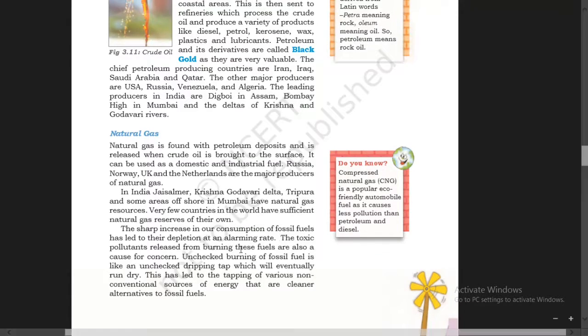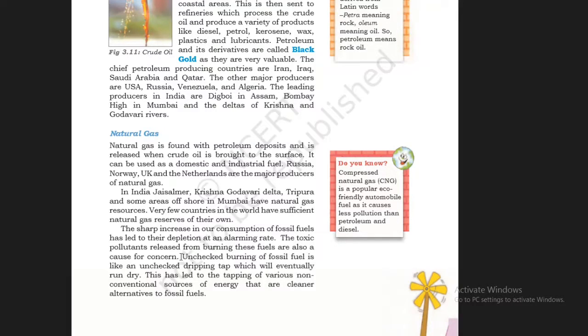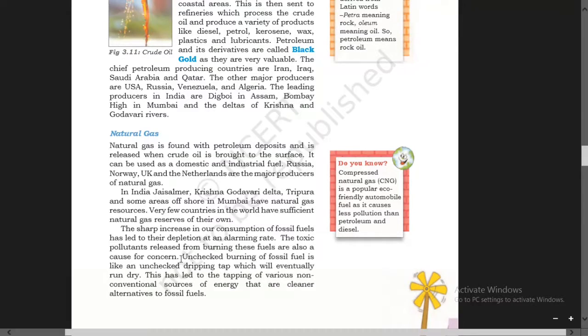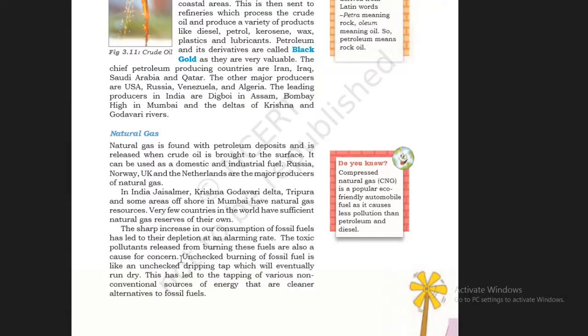The toxic pollutants released from burning these fuels are also a cause for concern. Toxic means poisonous. Pollutants means contaminants released from burning these fuels.